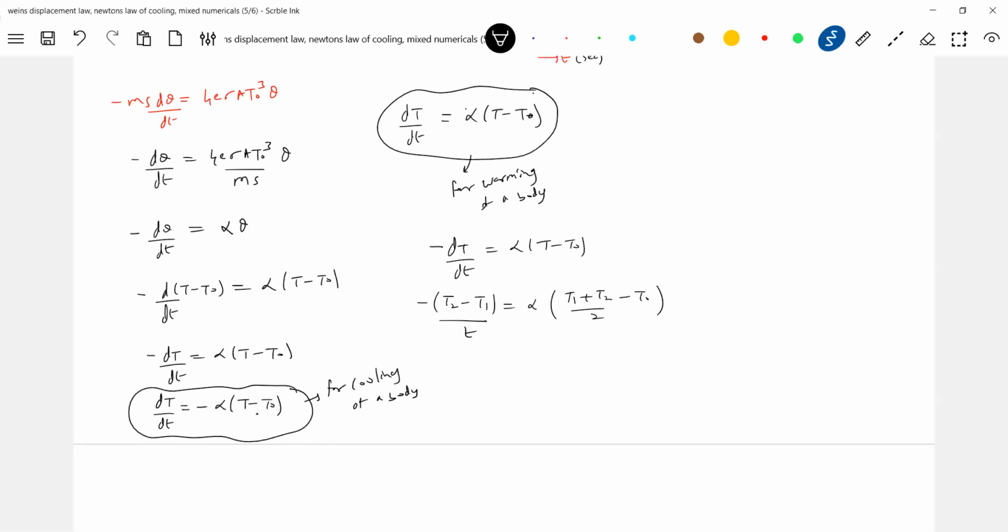This will become a negative sign if I put it as initial minus final, then the average temperature difference. This is applicable only when the temperature difference is of the order of a few tens, not a few hundreds or a few thousands, because of the approximation we have done. So this is called Newton's law of cooling formula. Alpha depends on what? Material, as we already know. 4e sigma A T naught cubed by ms.